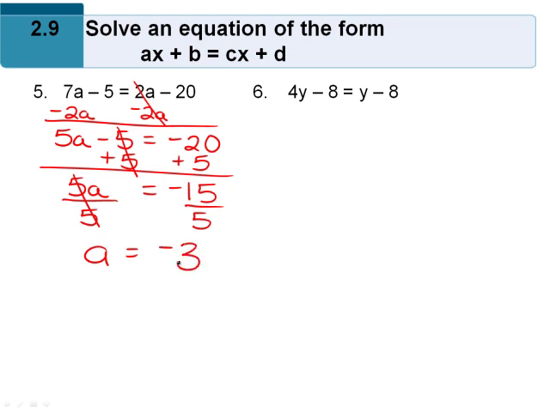All right, number 6. 4y minus 8 equals y minus 8. So, no like terms on the left, no like terms on the right.